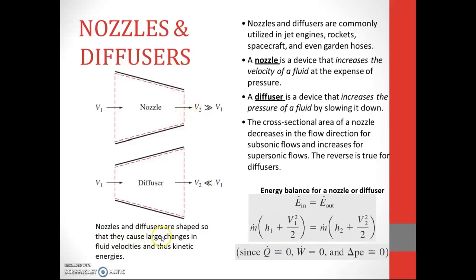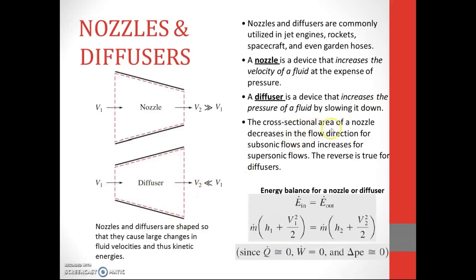Okay, so nozzles and diffusers are shaped so that they cause large changes in fluid velocities and thus kinetic energies as well. Nozzles and diffusers are commonly utilized in jet engines, rockets, spacecraft, and even garden hoses. A nozzle is a device that increases the velocity of a fluid at the expense of pressure. So this is increasing the velocity from lower to higher. But a diffuser is a device that increases the pressure by slowing the velocity down.